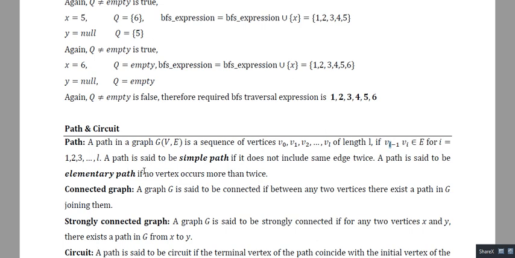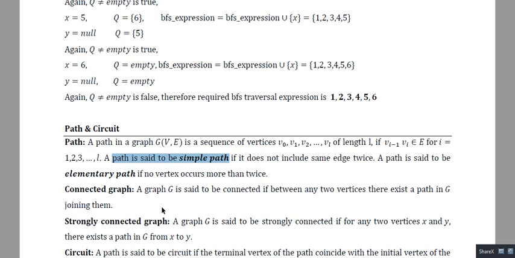Right. Now a path is said to be a simple path if it does not include the same edge twice. It means if we are including the edge V1 V2, it cannot be included twice, right? And a path is said to be elementary if no vertex occurs more than once. So if there is no edge repetition, the path is known as a simple path, and if there is no vertex repetition, the path is known as an elementary path, right?